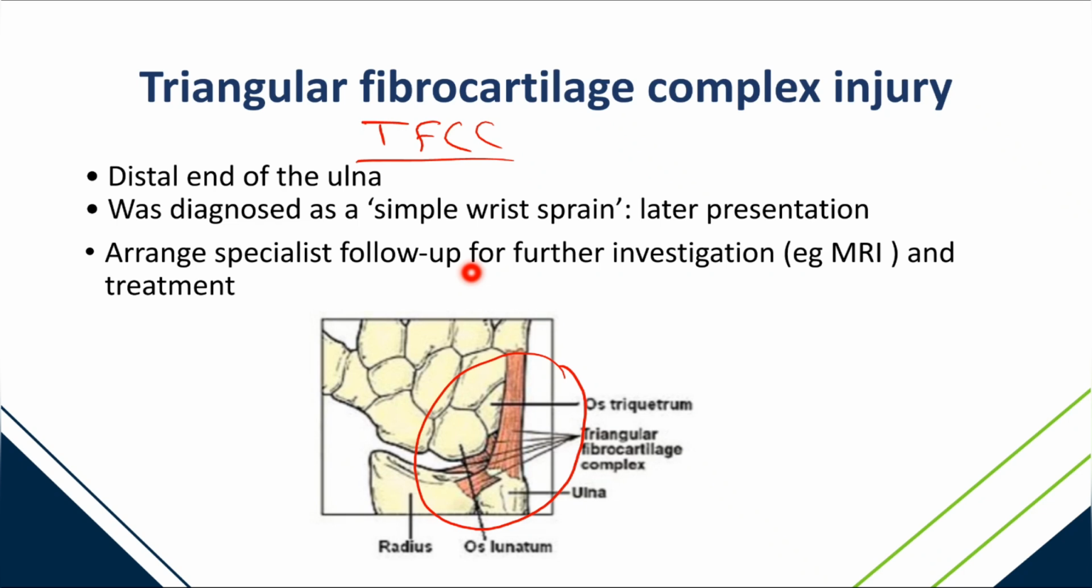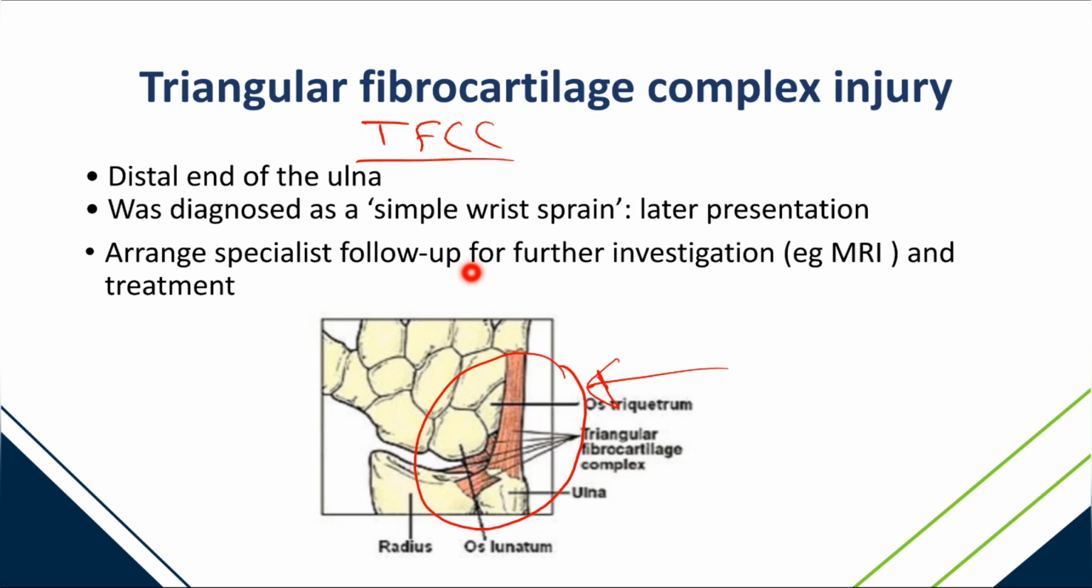The TFCC injury can occur due to a fall on the outstretched hand or repetitive wrist motions, especially twisting or sudden heavy lifting. The key symptoms are usually pain on the ulnar side of the wrist, especially when the patient rotates the hand and during grip strength. And sometimes there is a clicking sensation.